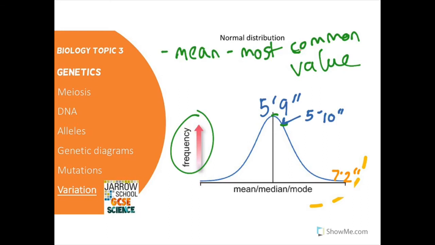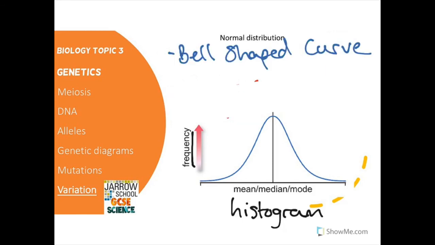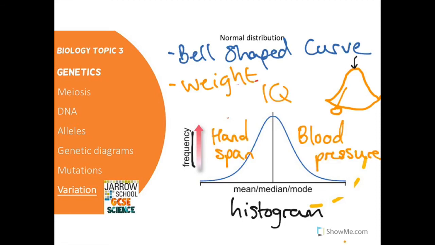So normal distribution is where the mean is the most common value, and as you move further away from that mean value, it becomes less common. And this type of graph with frequency on is called a histogram. And normal distribution causes a bell-shaped curve, where the top of the bell would be the mean, the most common value, and all of the things that have continuous variation follow this pattern. So in humans, other types of variation that would show this sort of distribution, normal distribution, will be things like weight, intelligence, blood pressure, and other things.